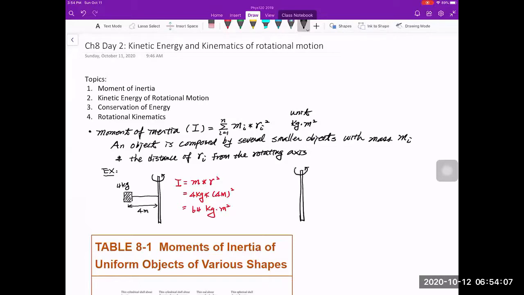We use a similar way to find the moment of inertia here. Again, this is my center of rotation, but my object is not all concentrated at the edge. It actually separates into smaller pieces, and it happens to separate into 4 different smaller pieces, and each one of them is just like a dot. Each one of them is 1 kilogram, so each has the same mass, but the distances differ: this one is going to be 1 meter, this one is 2 meters, this one is 3 meters, and this one here is 4 meters.